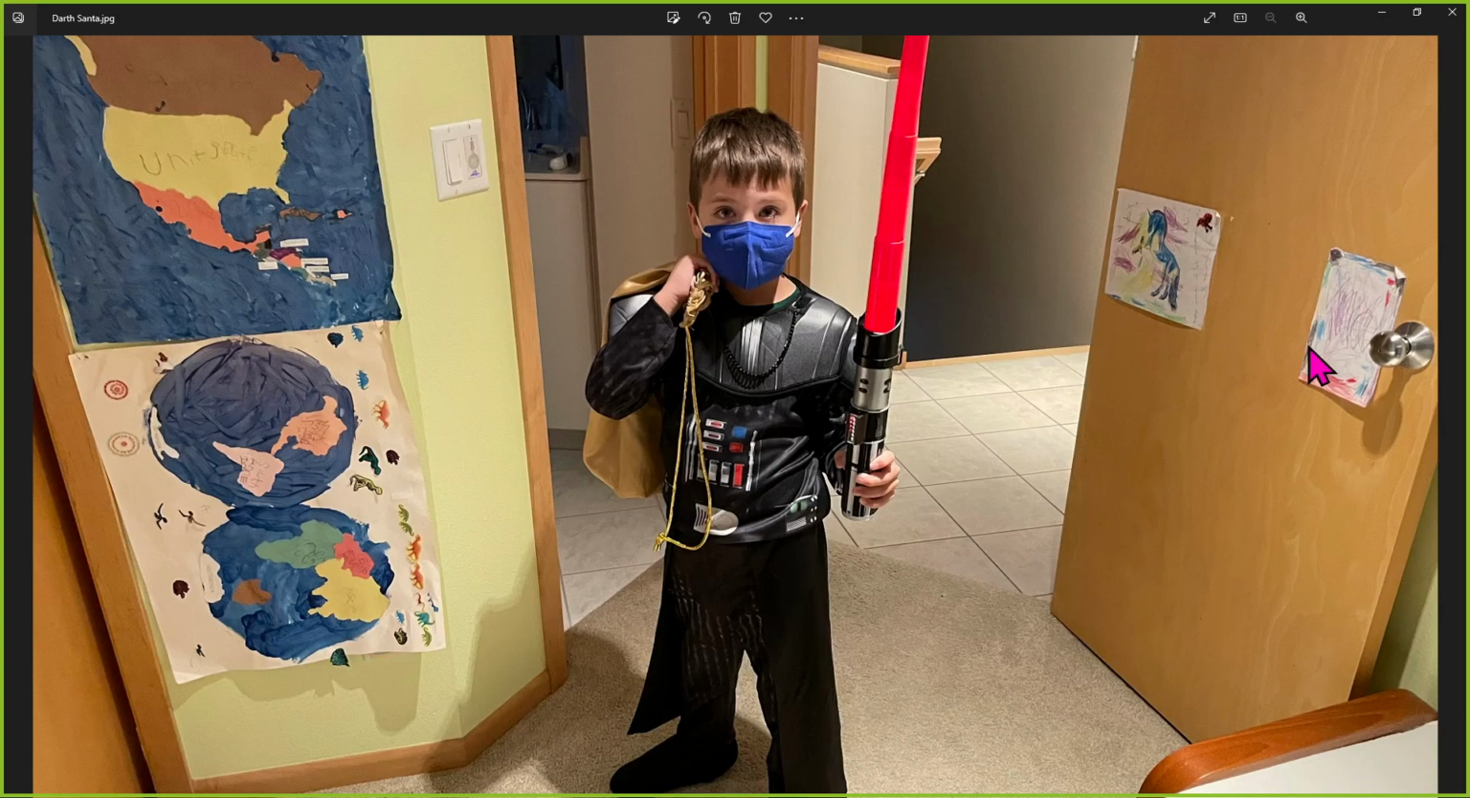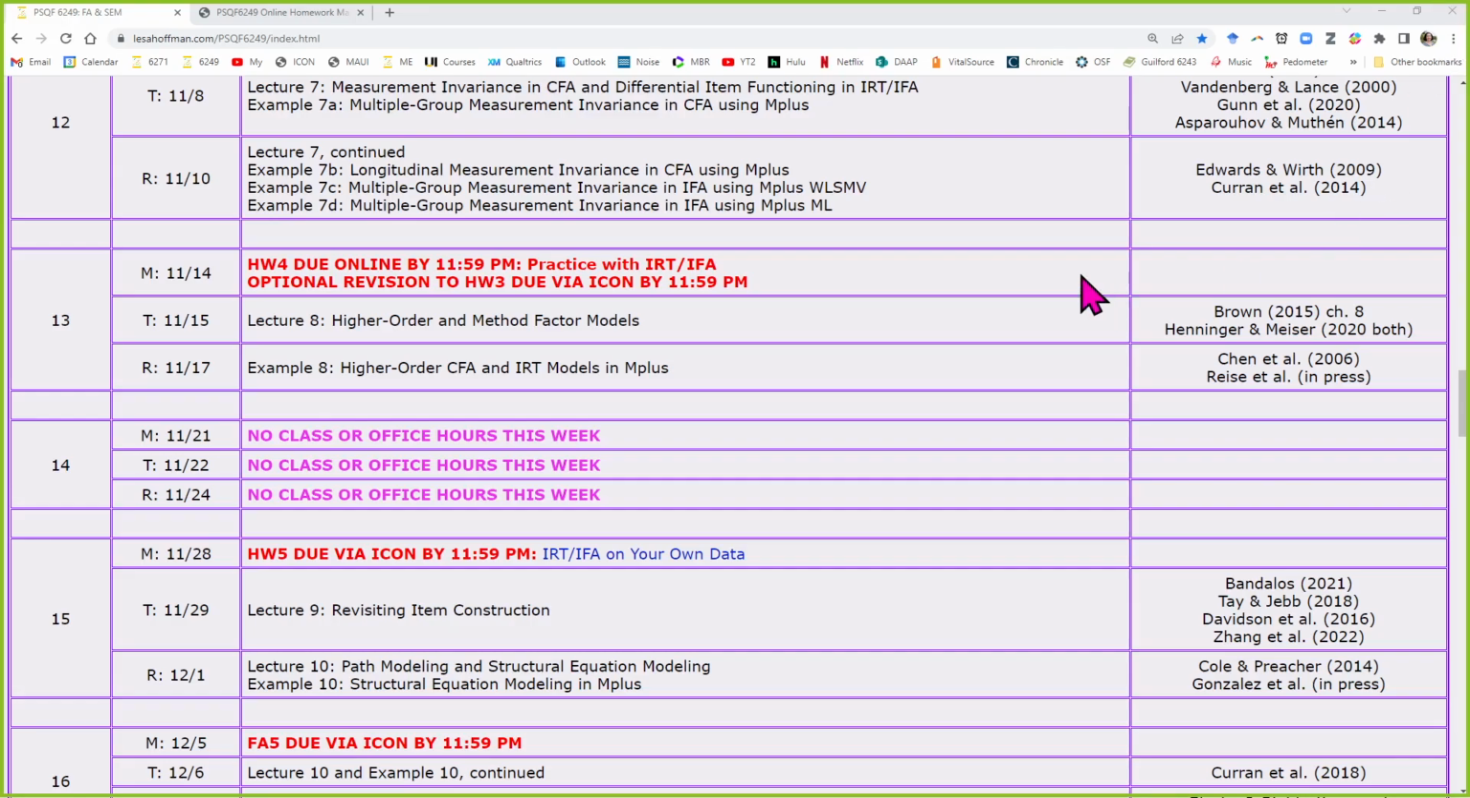We have lots of candy at our house. But we've got the Darth Vader costume. He's wearing a mask inside the house because he was sick, with the Santa bag. So, a hybrid approach. And in case you're curious, no, I did not dress up, but I could have.